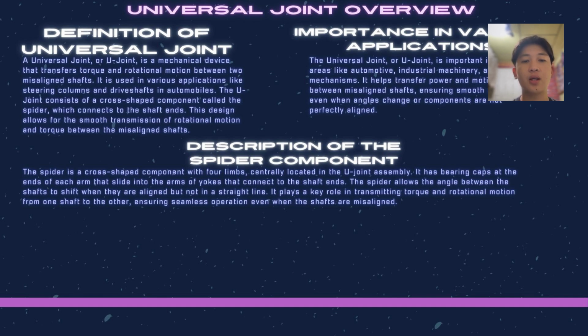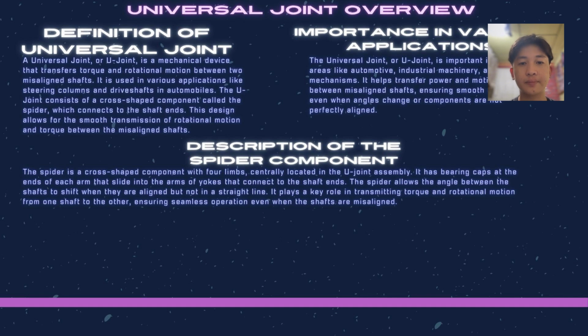Next, importance in various applications. The universal joint or U-joint is important in different areas like automotive, industrial machinery, and steering mechanisms. It helps transfer power and motion between misaligned shafts, ensuring smooth operation even when angles change or components are not perfectly aligned.